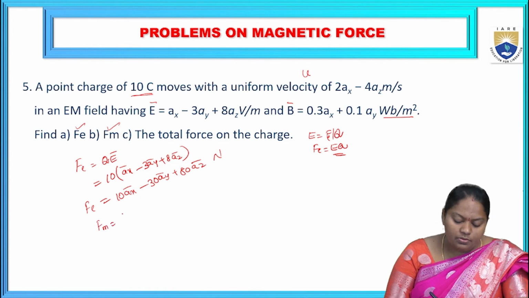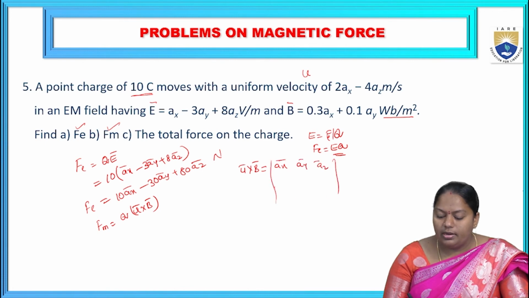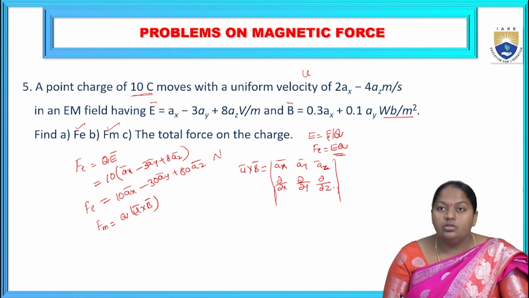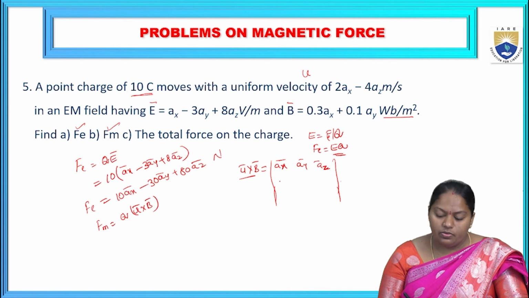Similarly, in order to find Fm, the formula is Q into U bar cross B bar. Right? So first evaluate the U bar cross B bar value, equal to the determinant with Ax, Ay, Az. Generally different procedures are there. Direct cross product also we are going to consider. This is one of the easiest ways, that's why I'm following. This is the method: dou by dou x, dou by dou y, dou by dou z. Here this one is in the partial derivatives case, we just consider directly partial derivative terms. Now we are performing the cross product between velocity u and the magnetic flux density B. Hence first write u value as 2 as the x component, no y component, hence it is 0, z is minus 4. Similarly for B, x component as 0.3, y is 0.1 and there is no z component.